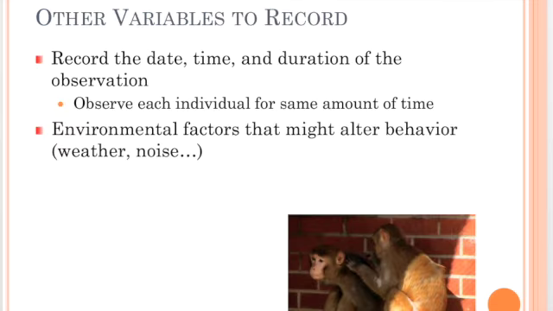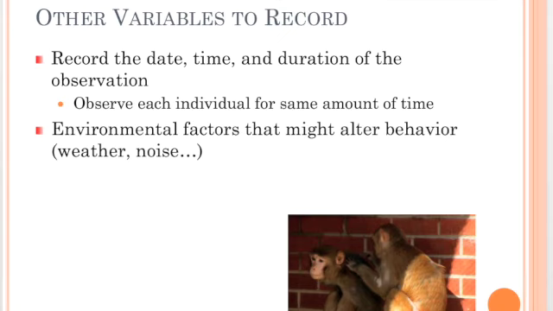The other things when you're doing an observation that you might record would be things like the time of day, the date itself, the duration of your observation. Now, hopefully, you're observing every individual for the same amount of time. If you observe one group of kids for 10 minutes and another group of kids for an hour, of course, the group that you observe for an hour is likely going to do more behavior. You were watching them for longer. So you want to try to standardize the amount of time you're observing them.